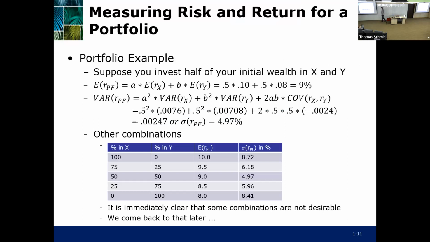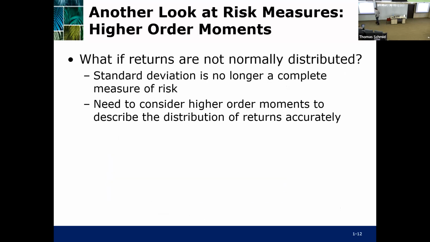So, second part for today. We already made some achievements. We found out that some portfolio combinations are actually pretty bad. And everything we did so far relied on the assumption of normality. So I want to come back now to this assumption and ask what happens if returns are not normally distributed. And then I want to show you some empirical evidence on whether returns are normally distributed or not.